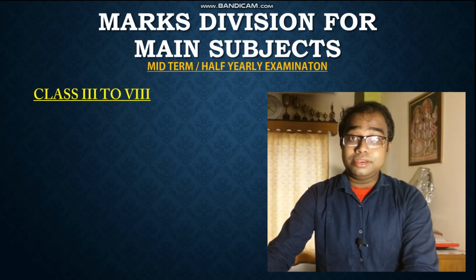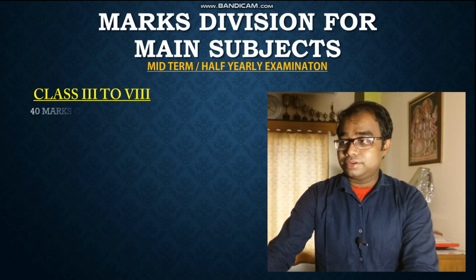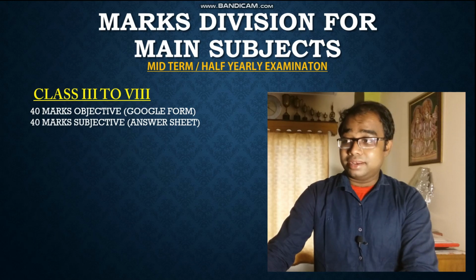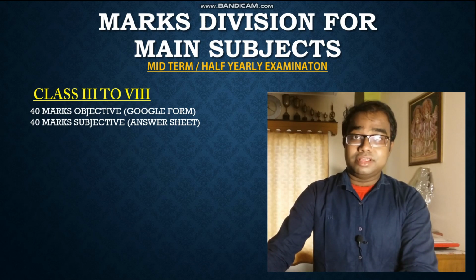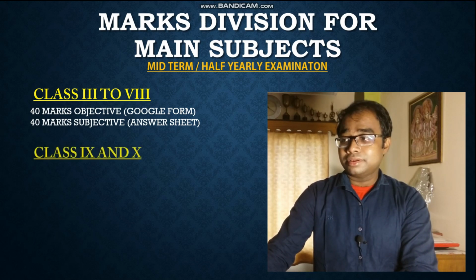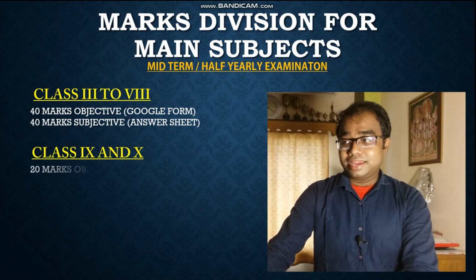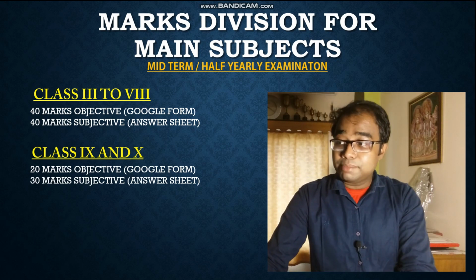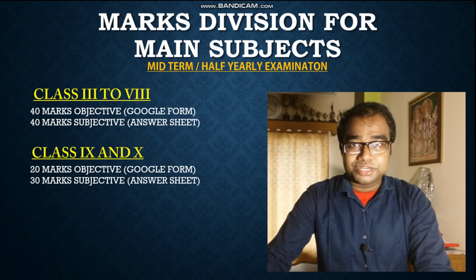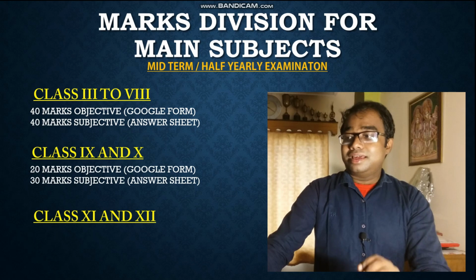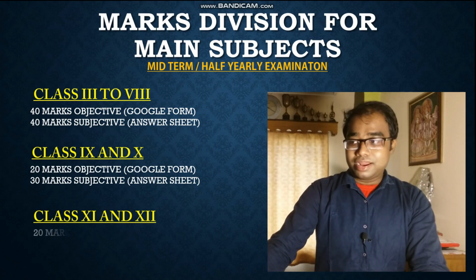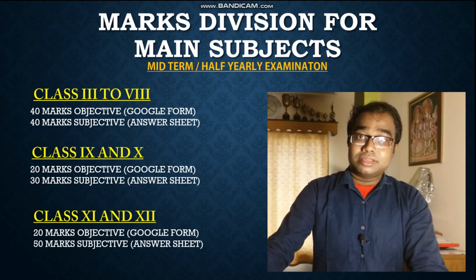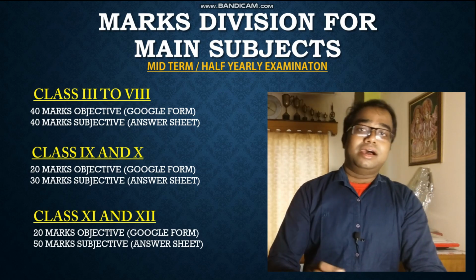First comes class 3 to 8. For class 3 to 8, they have to attempt 40 marks as objective in the Google form and 40 marks as subjective in their answer script. Next, class 9 and 10. In class 9 and 10 they have to attempt 20 marks as objective in the Google form and 30 marks as subjective in the answer sheet. And at last comes class 11 and 12. For class 11 and 12, they have to attempt 20 marks objective through the Google form and 50 marks subjective in the answer sheet.